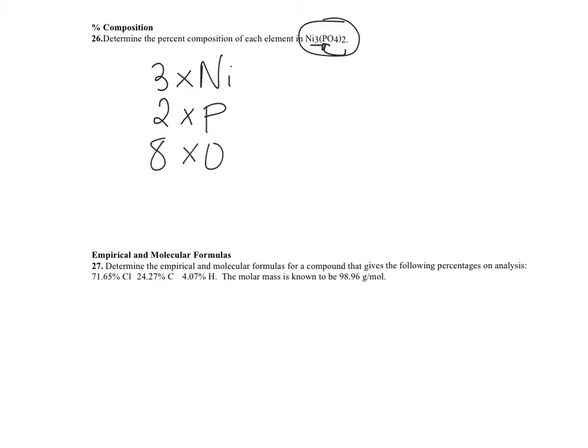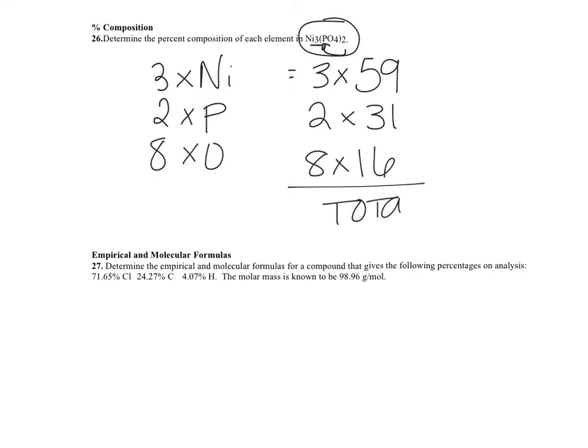And then how many oxygens do I have? 8. So in the end, you would have 3 times nickel, 58.69, so 59-ish. You would have your 2 times phosphorus, 30.97, so 31-ish, and then you would have 8 times 16-ish. Once you've gotten those, you'll have a total. Please know that your percent composition is going to be part over whole, and you usually push equals, and then times it by 100.